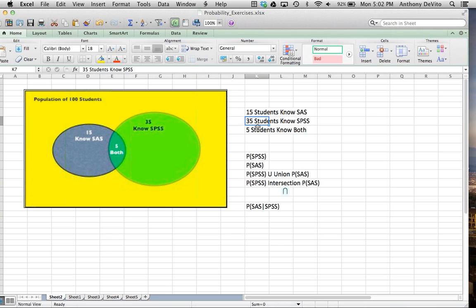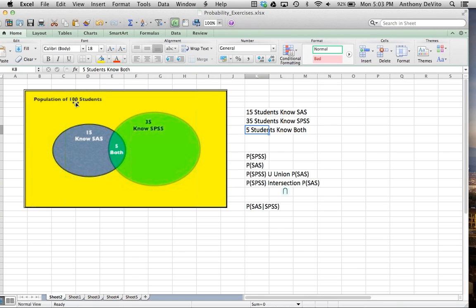And as it happens, there's some overlap between those students. 5 of those students know both. The way we would illustrate that in a Venn diagram is we show this entire space representing the entire sample or population, this yellow area over here, this whole universe bounding the 100 students.